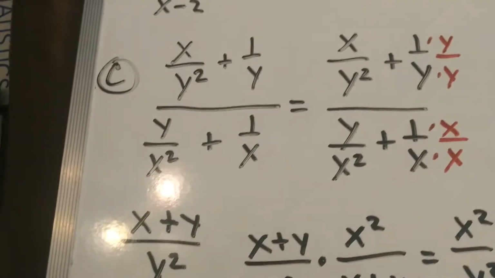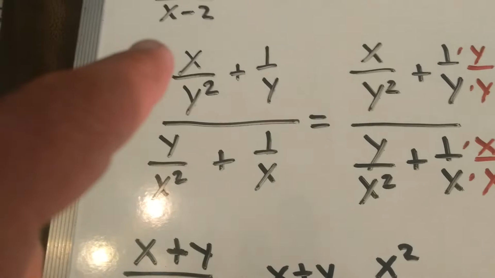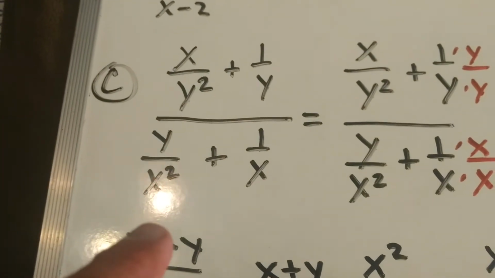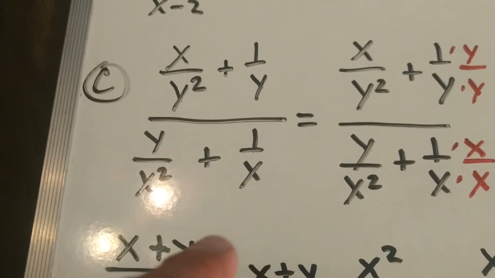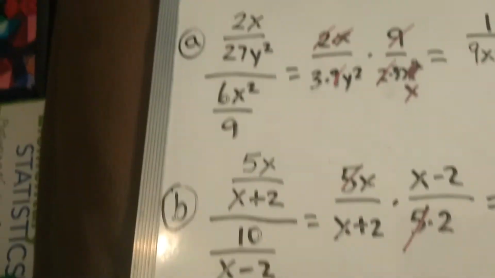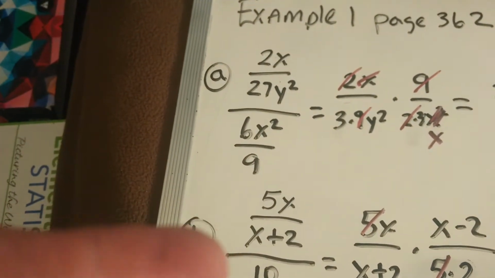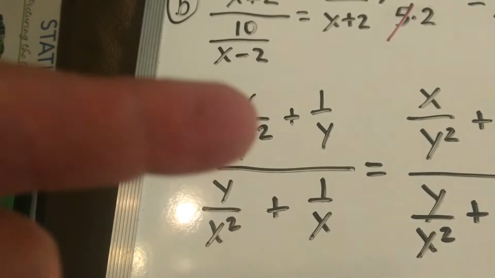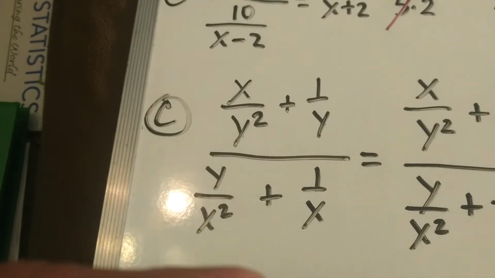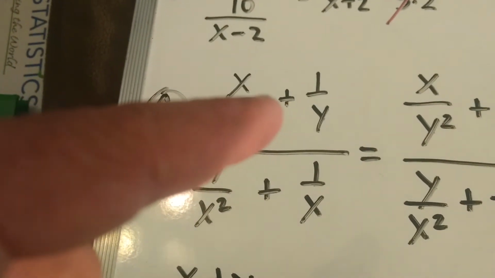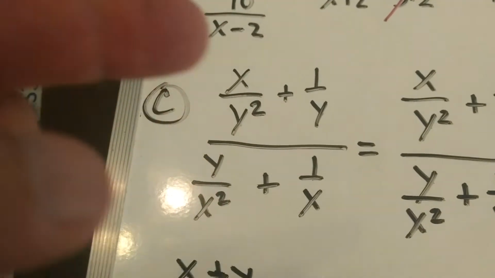This is a little different. This is example 1 on page 362. This one says x over y squared plus 1 over y, divided by y over x squared plus 1 over x. Okay, see, if you look at the 2 before, that's a fraction divided by a fraction. This isn't a fraction divided by a fraction. This is a sum of two fractions divided by a sum of two other fractions. So what we've got to do is get the least common denominator, add these fractions, add these, and then we'll have a fraction divided by a fraction, and we go through our normal process.